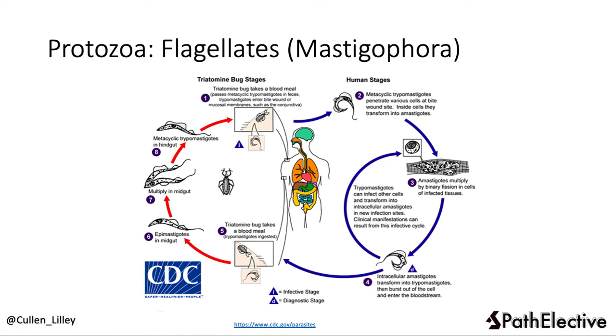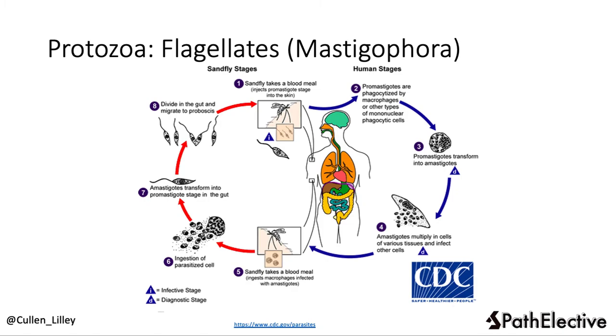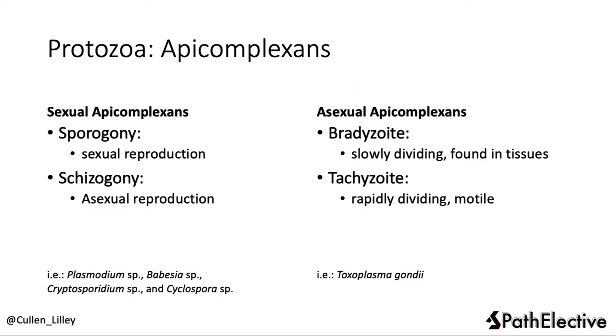That's something I think you should always look at the CDC website for their life cycles, because they do a really good job. Okay, and then this is the example of the sandfly with Leishmania. So you can see the promastigote here, and then the amastigotes here. So the promastigotes are in the fly, and then the amastigotes are in the human tissues.